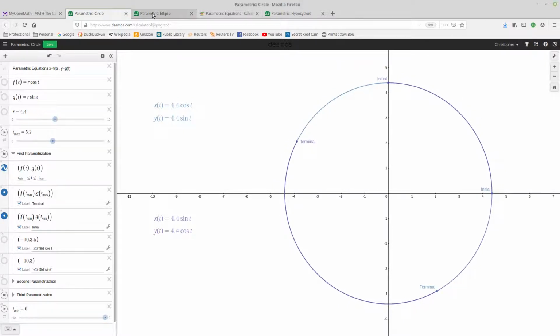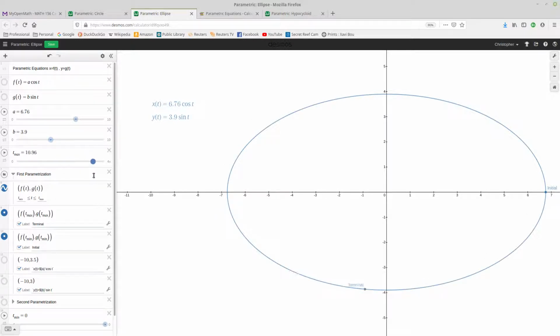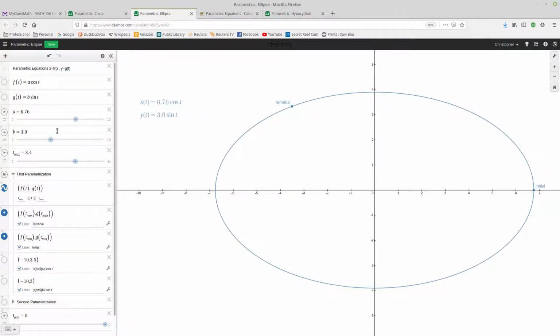I've also designed another one using an ellipse, where here we have 5 cosine t and 5 sine t, as before, but I'm giving you the freedom to actually change some of those values. And so we can change the x and the y in different ways, and the effect that's going to have is going to be an ellipse instead of a circle. You should feel free to explore this as well with different values, but the point is you're going to have a very, very similar analogous parametrization of an ellipse as we do with a circle.